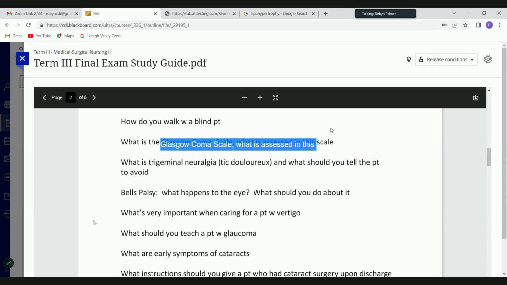What is the medical determination of a coma on the Glasgow score? What number? 8. Right. When you get an 8, they need complete nursing care. They can't do anything for themselves.